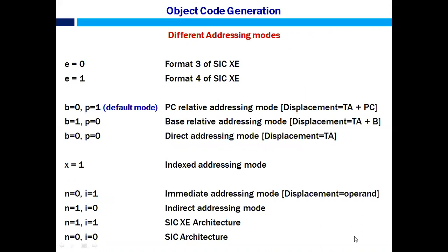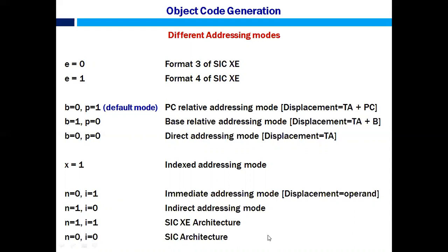Just before going for the object code generation, we will have to remember a few of the different addressing modes and their values, and we need to remember them for generating the object code. So let's see what the different addressing modes are. And since it is SIC machine, I hope all of you remember that we have four different formats for data representation.